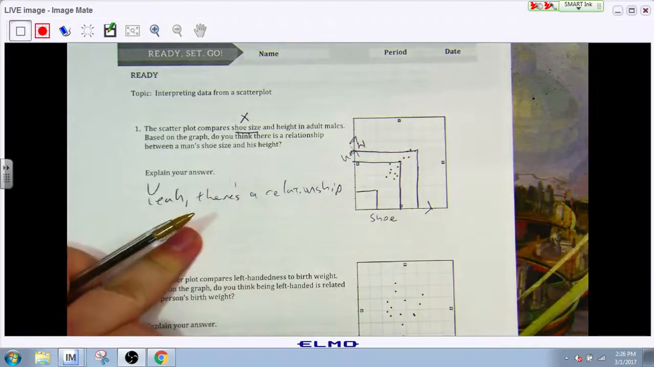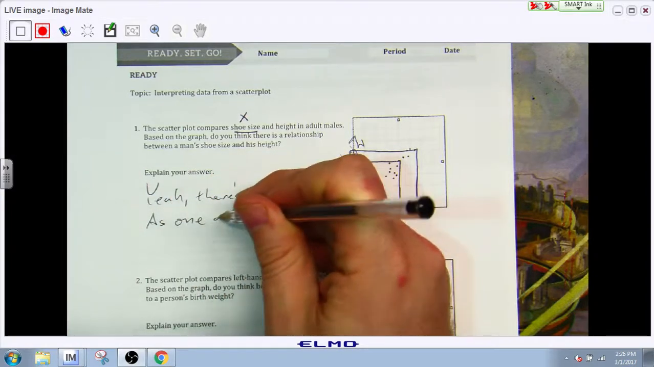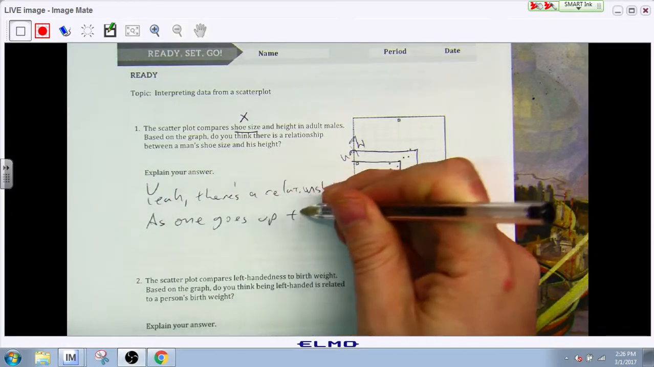All right, the reason we would say that there's a relationship is because as one goes up, the other goes up.